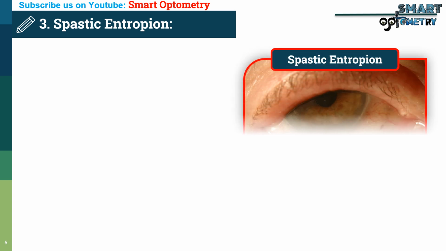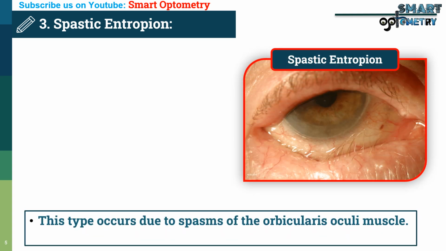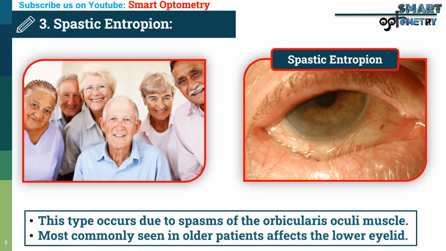3. Spastic entropion. This type occurs due to spasms of the orbicularis oculi muscle, usually triggered by chronic irritative corneal conditions or tight ocular bandaging. Spastic entropion is most commonly seen in older patients and typically affects the lower eyelid.